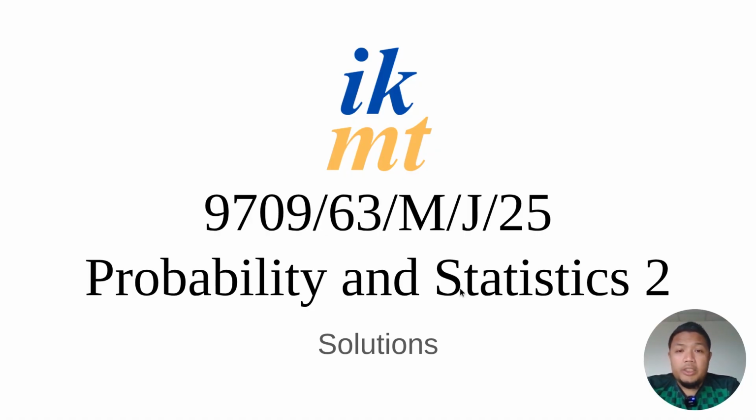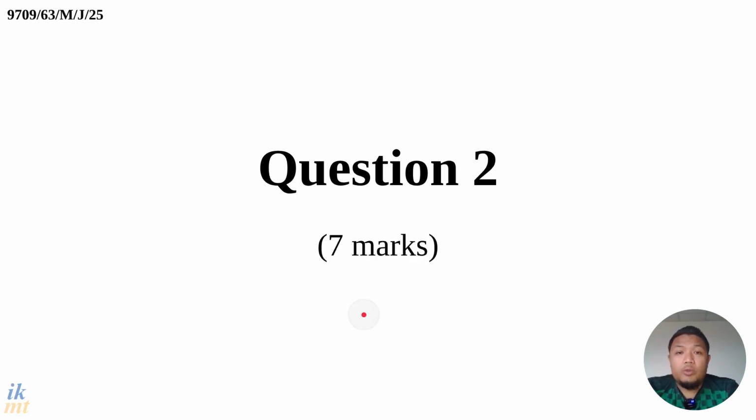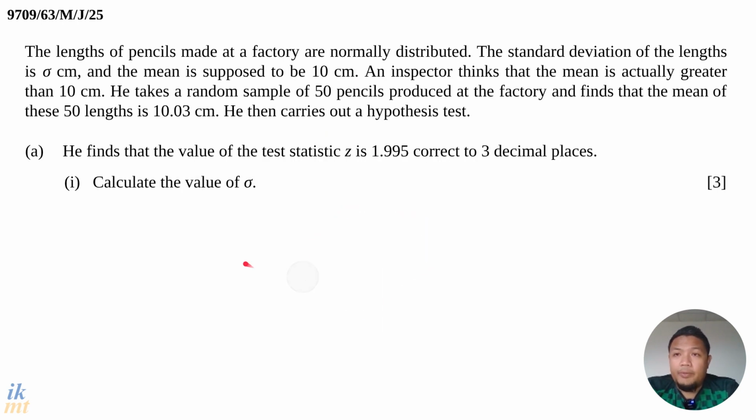So today I'm going to continue with discussing the solutions to Probability and Statistics 2 A-level paper 970963 May-June 2025. All right, so let's go directly to the question. It's a 7-mark question. All right, let's read through the questions first.